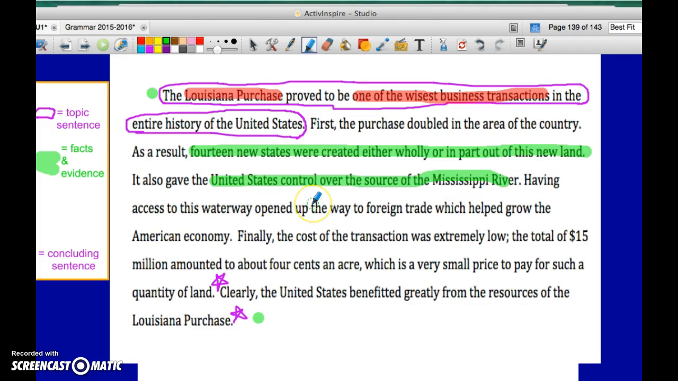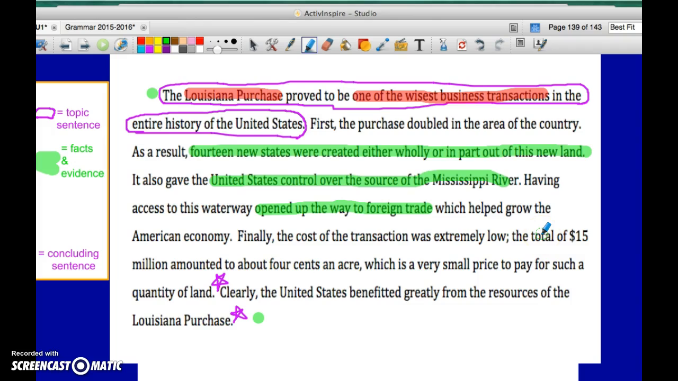Having access to the Salta waterway opened up foreign trade, which helped grow the American economy. Well, this is even a little bit more of a fact. It did open up the way to foreign trade, so that's kind of even additional evidence there. And then that last sentence, finally, the cost of the transaction was extremely low.